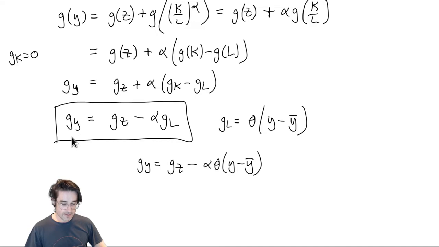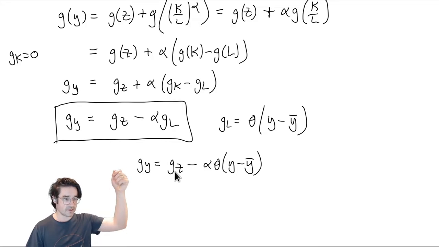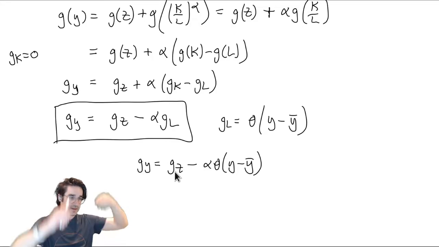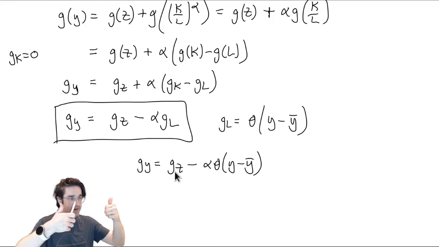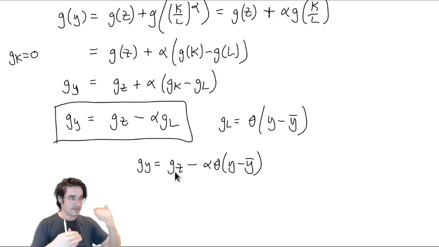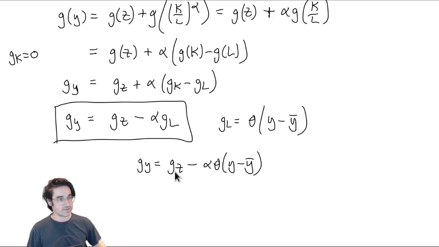The other thing I'll say is, if you imagine we're in a world where g_z is equal to zero, that minus sign is indicative of stability, because if y is large, then the growth rate of y is small, which pushes it down. If y is small, the growth rate is positive, which pushes it up. So that negative sign is indicative of stability.